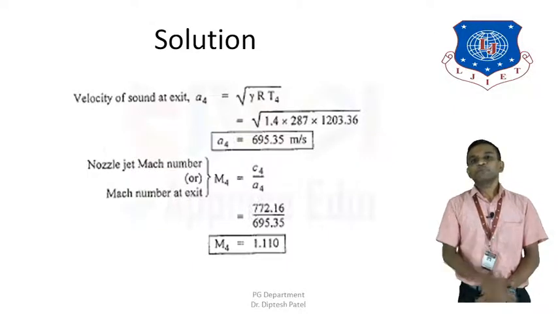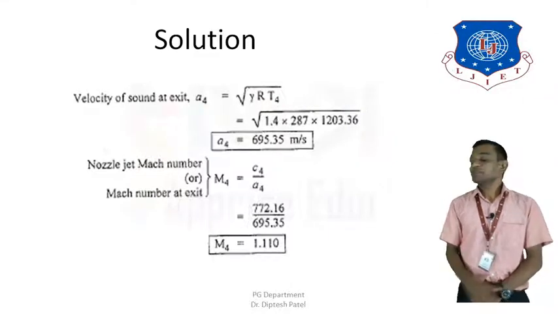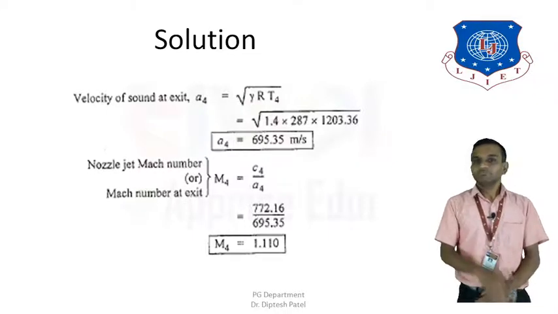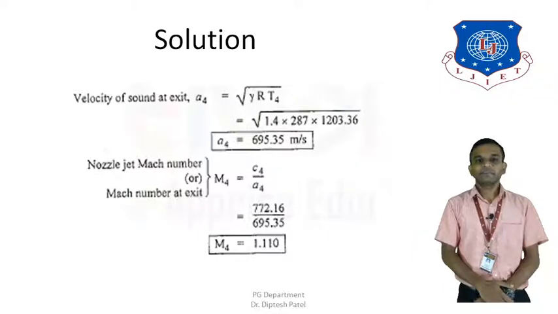And now it's time to calculate the Mach number at the exit of the nozzle. So M4 is equal to C4 divided by A4. C4 that has been calculated is 772.16, and A4 is equal to 695.35. Going through the calculations, I should get M4 equal to 1.110. So that is the Mach number at exit.